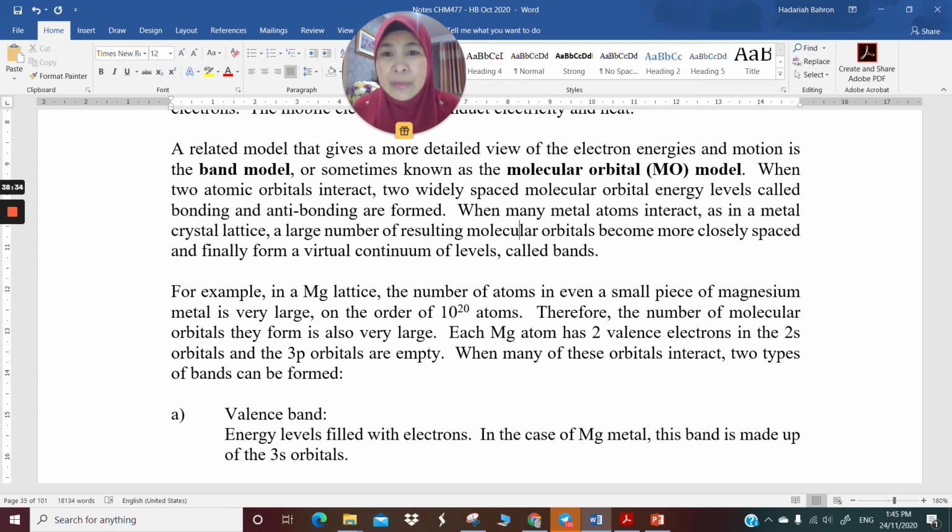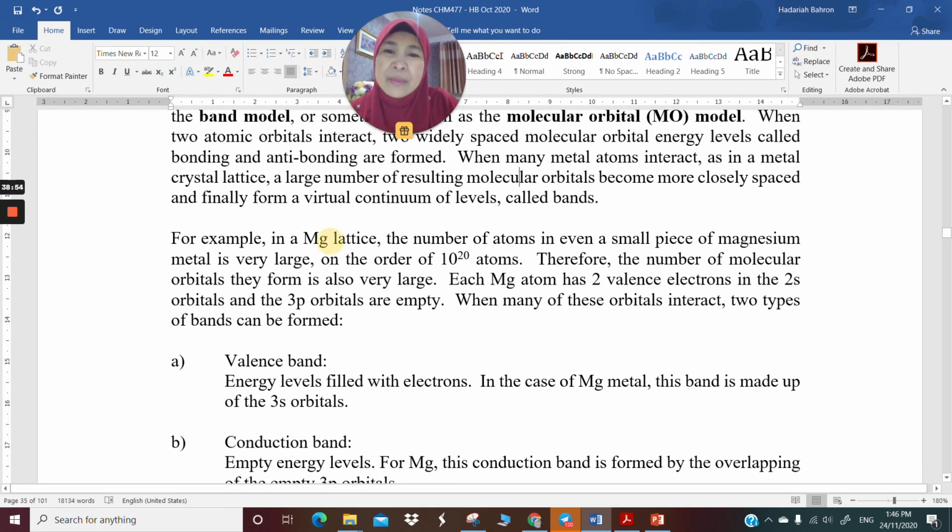Similar with your atomic orbital or your molecular orbital, when you have too many atoms in a sample, they make molecular orbitals overlapping one on top of another, which will make a big band. Yes, they're called bands. For example, in a magnesium lattice, the number of atoms in even a small piece of magnesium metal is very large, on the order of 10 to the 20 atoms.